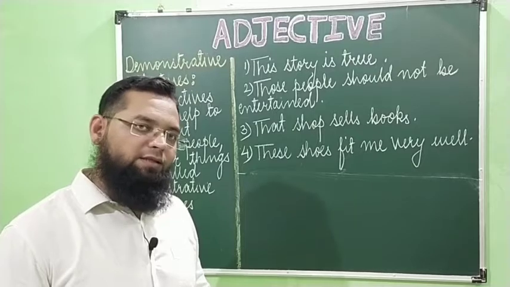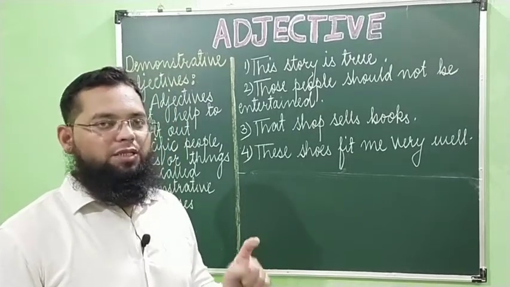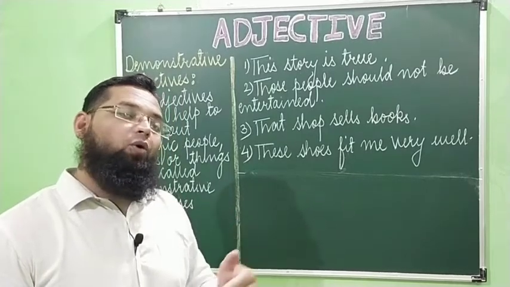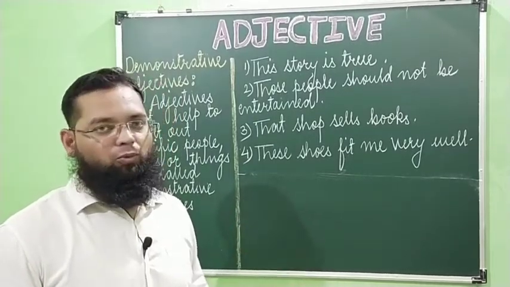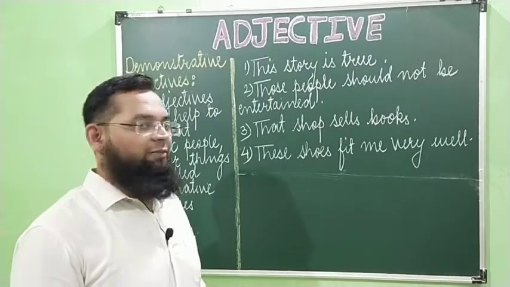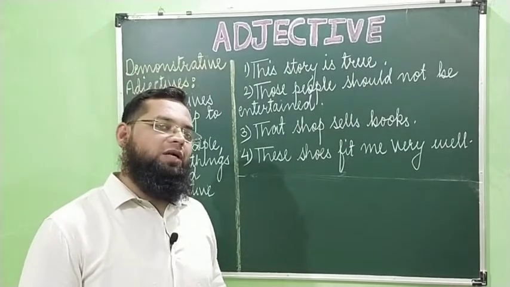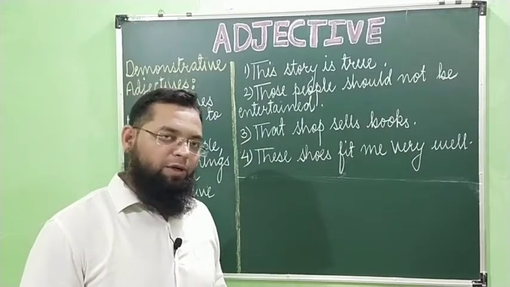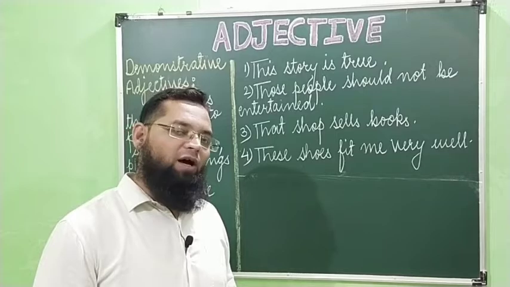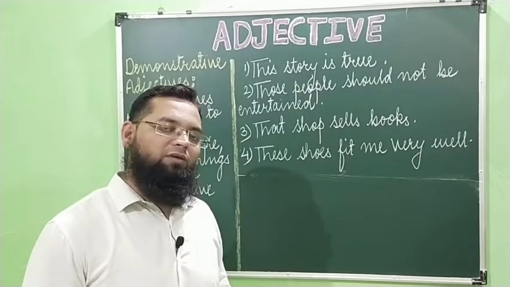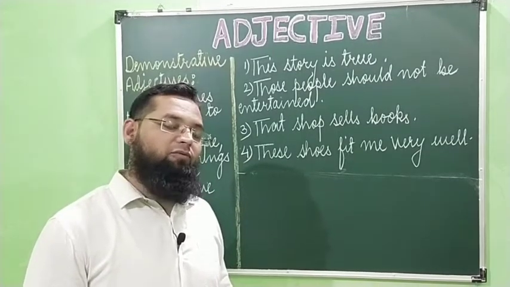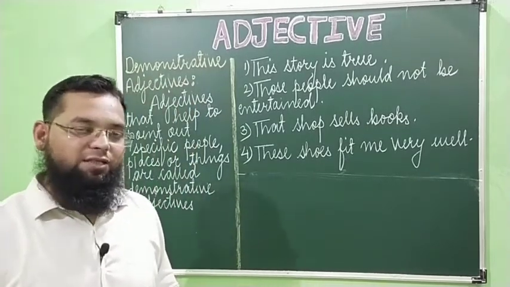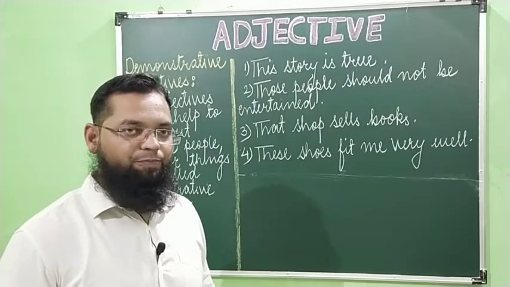This, that, these, and those. These are the 4 demonstrative adjectives, and these are also the only 4 demonstrative pronouns. Most of the time students are confused between demonstrative adjectives and demonstrative pronouns. I'll explain how to identify a demonstrative pronoun and a demonstrative adjective in a given sentence.